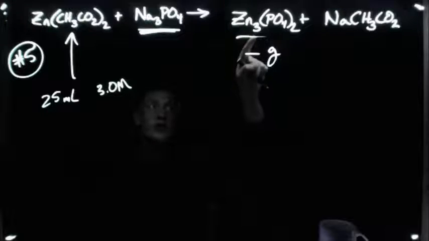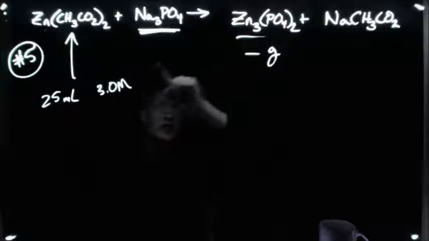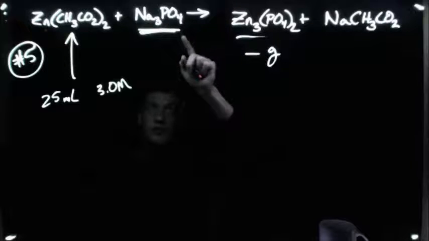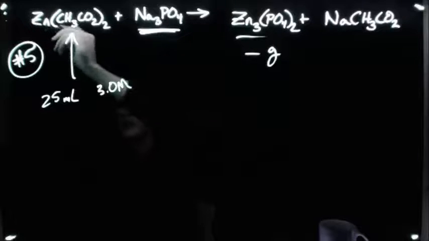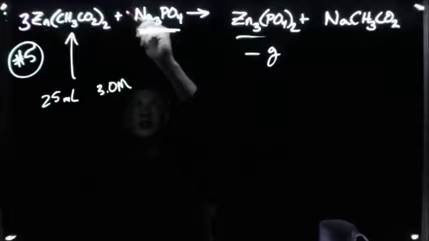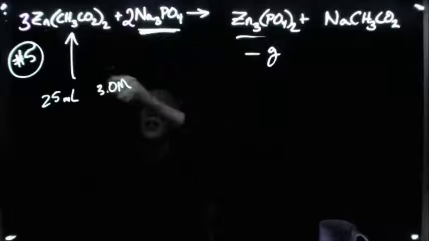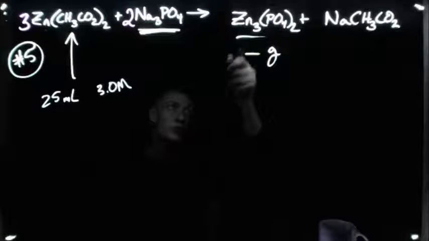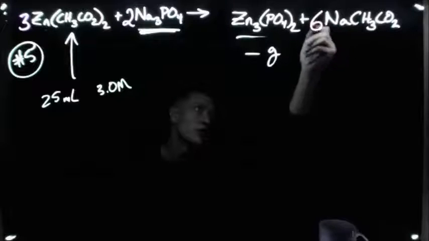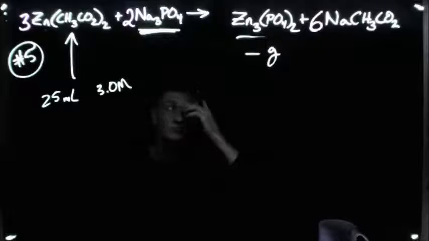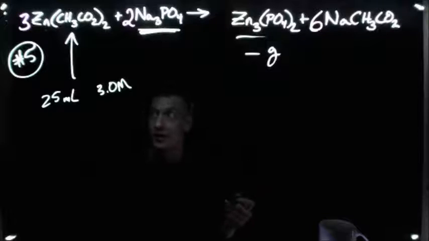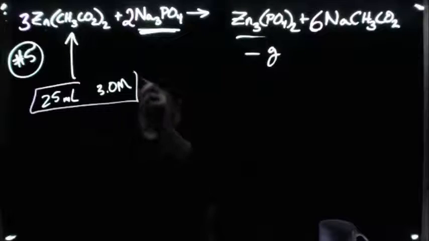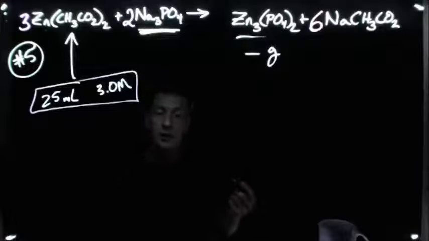So there are 3 zincs and just 1 zinc. There are 2 phosphates on the product and 1 phosphate on the reactant. So I'm going to go 3 and 2, and then that gives me 6 acetates and 6 sodiums. So that's good, but this needs a 6 on it, which didn't really matter because it's not going to affect my calculations. Now, from milliliters and concentration, can I find how many moles?